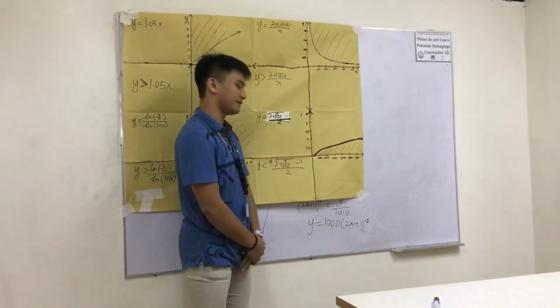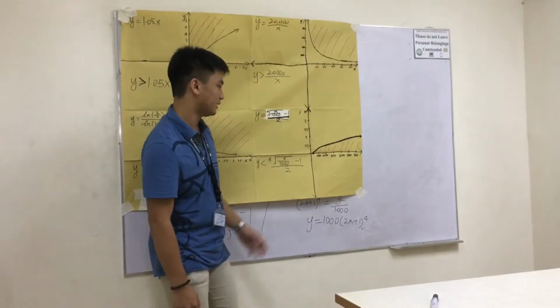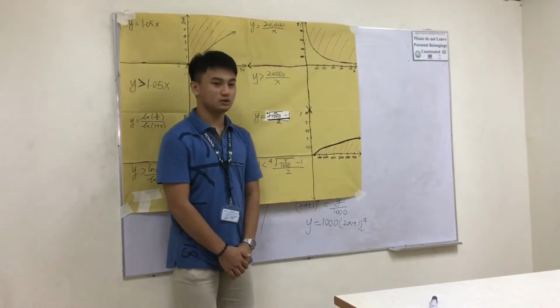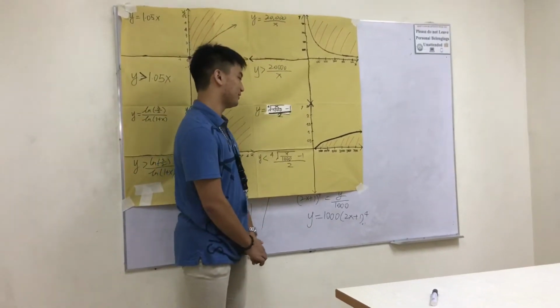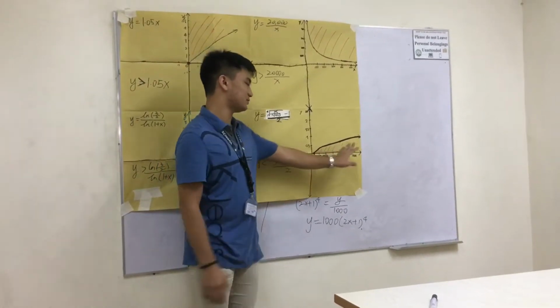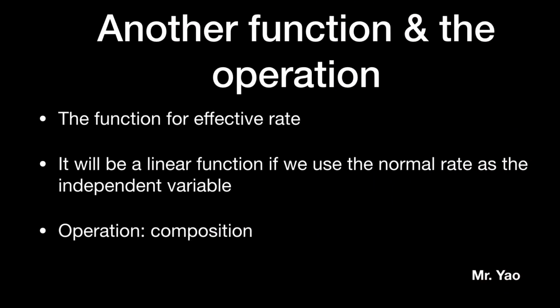This is the graph for the radical function. The red dot represents the zero of the function, and the red shaded part represents the solution set of the inequality. So any point within this region can make the inequality true.